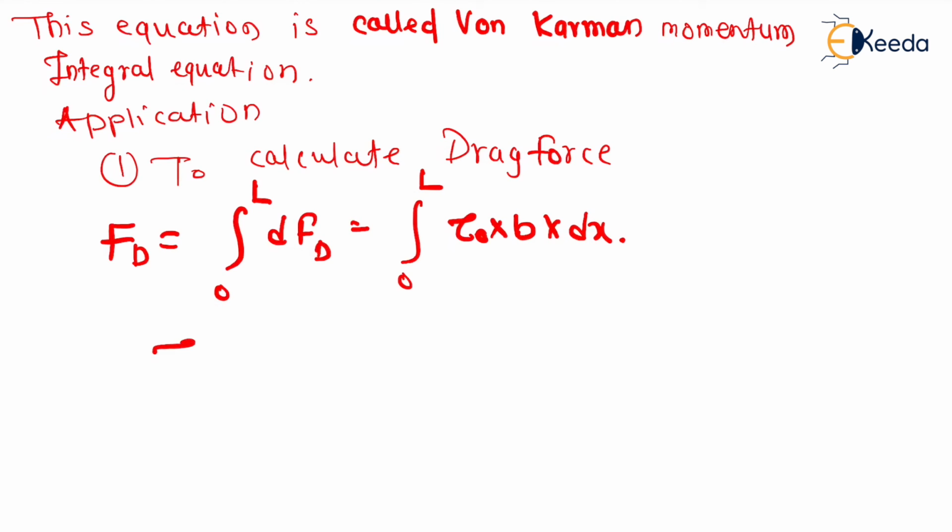I can say tau naught is equal to rho U square ∂theta upon ∂x.